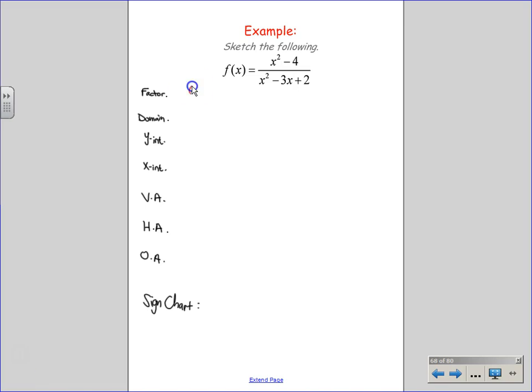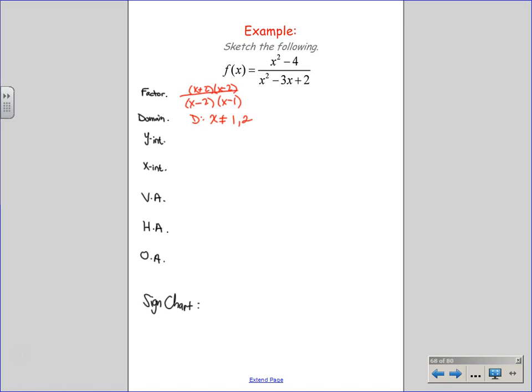Hopefully you guys got (x plus 2)(x minus 2) all over (x minus 2)(x minus 1). And hopefully, in looking at that denominator, you realize x cannot be either 1 or 2.